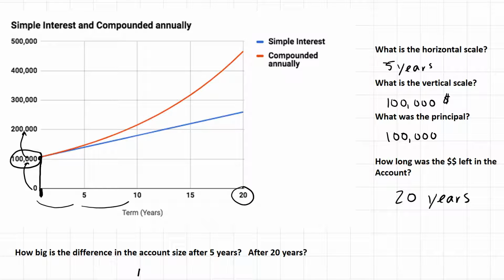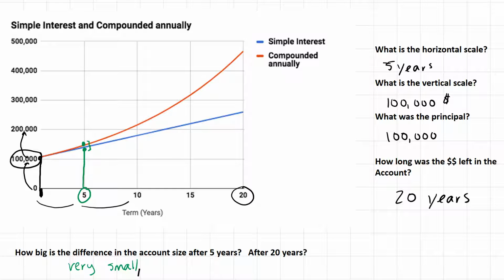So now let's take a look at what the difference is between these two different accounts. How big is the difference after 5 years? So after 5 years, here's 5. I notice that the blue line is a little bit below the red line, but not by a lot. It's really hard to estimate how much that difference is, but it's tiny. So how big is the difference in the account after 5 years? I think all we can say is that it's very small, because this is really hard to measure.